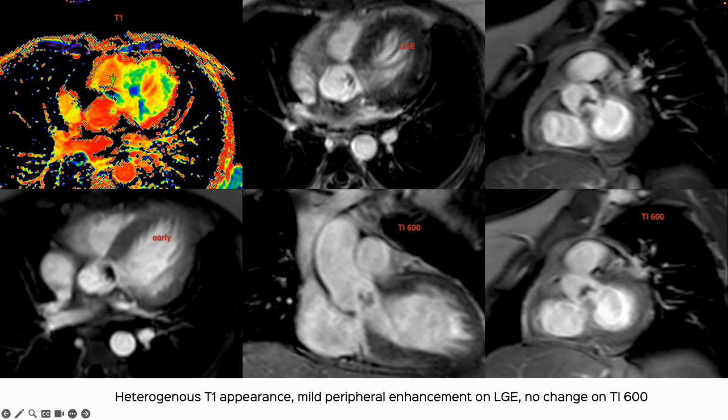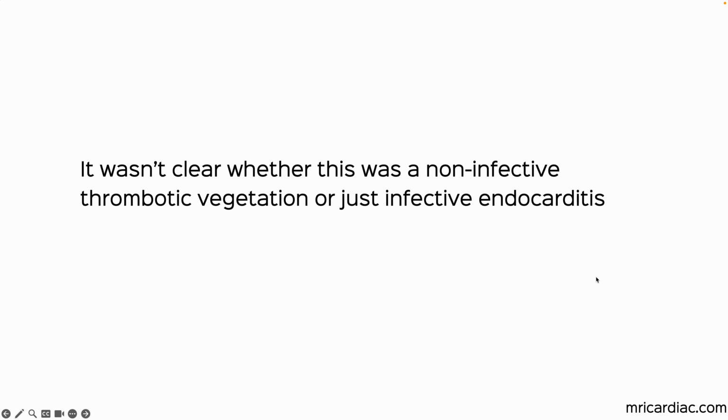Very heterogeneous appearance on T1. There's in fact three different densities on the T1 map, suggesting that this is a little more complex. And you can see that there is some enhancement because the late GAD shows a smaller, darker lesion than on the early enhanced images. But on the TI600, and I'll talk about this a little later, there is no change. So this almost suggests a non-infective thrombotic vegetation rather than a vegetation of infective endocarditis.